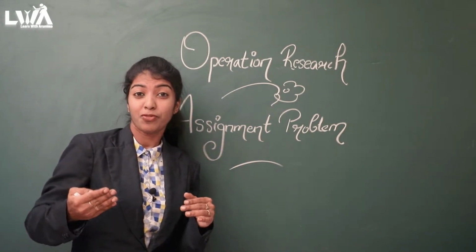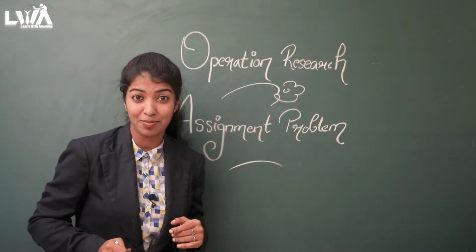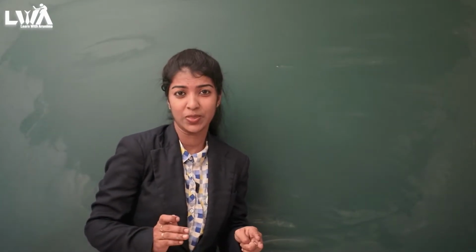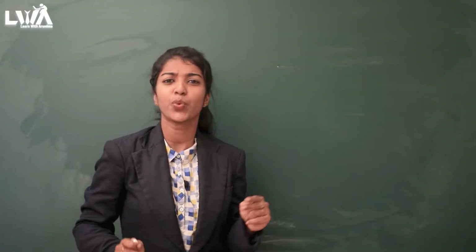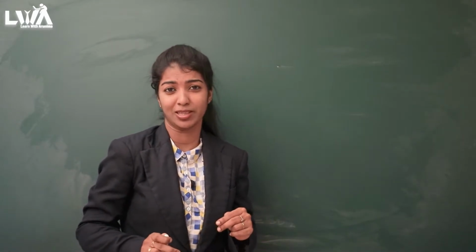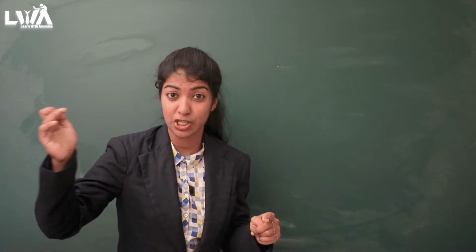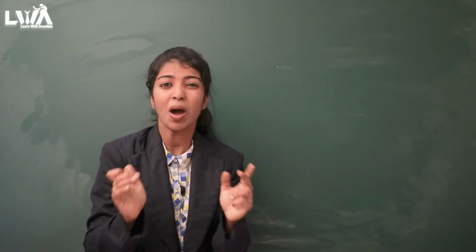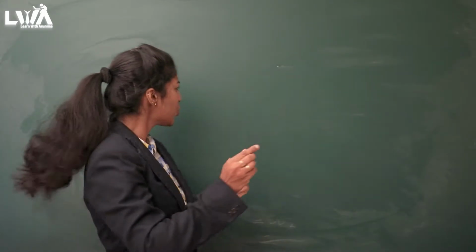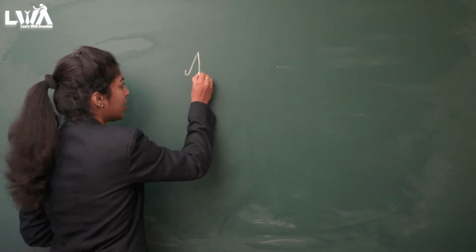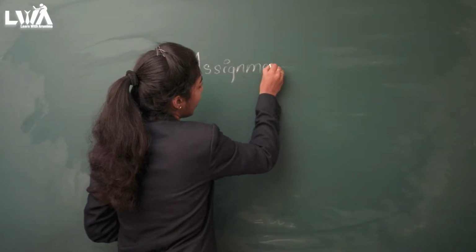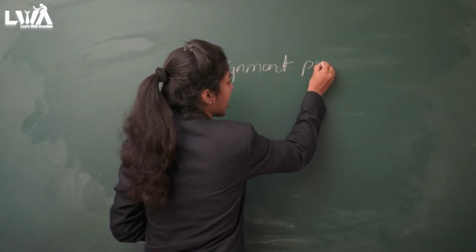We can learn first of all what an assignment problem is. What is an assignment problem? An assignment problem is also a type of transportation problem. In this, we are assigning a number of persons to an equal number of jobs with the objective of minimum cost. So the assignment problem is also a type of transportation problem. We are learning the assignment problem, right?